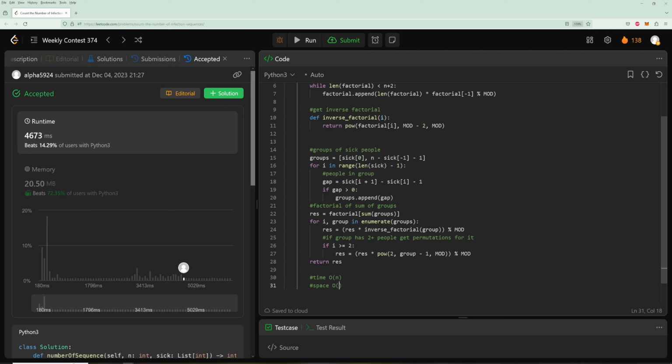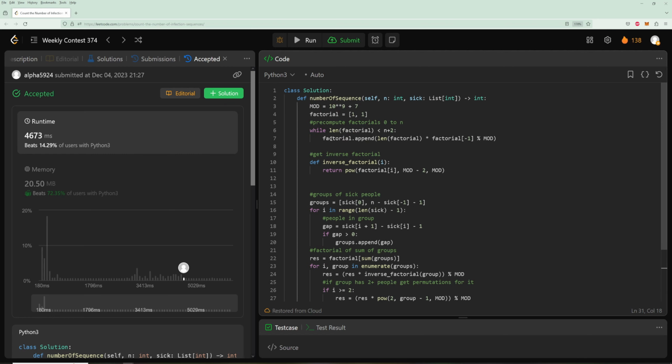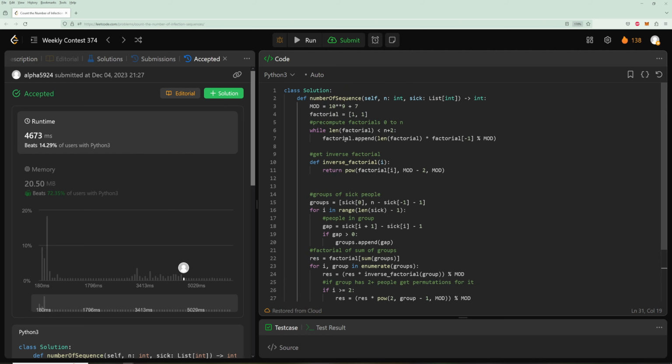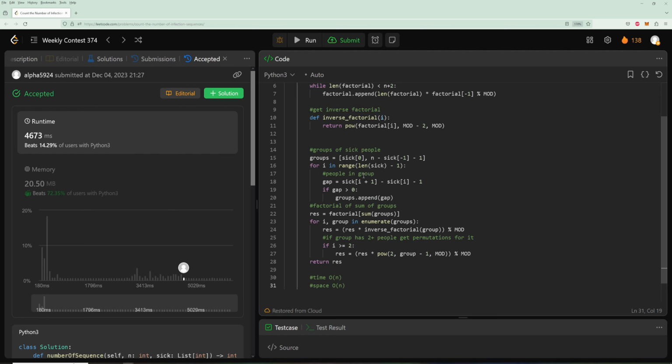And for the space, let's see what we have here. So to compute the factorials is O of n. Well, or you could cache. Either way, it's going to be O of n. Inverse factorial, we're not caching. Groups is also O of n because technically you can have n groups. And yeah, I think that's all of it.